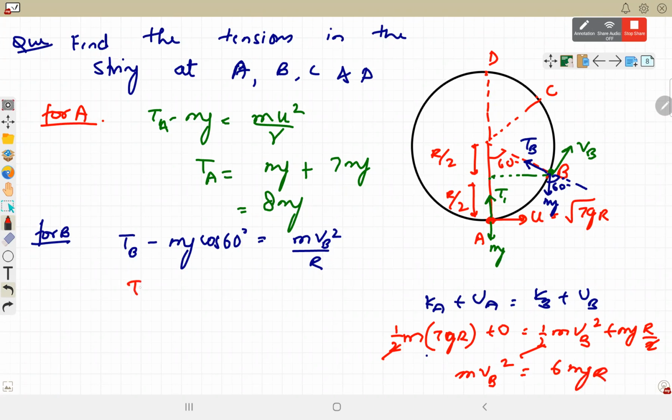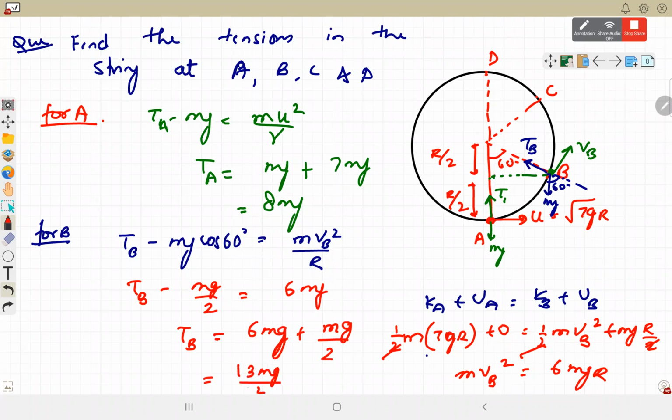We can substitute here TB minus mg by 2. The value of m vB square by r will be 6 times mg. So tension at point B is 6 mg plus mg by 2. That becomes 13 mg by 2. Likewise, we can calculate point C and point D. You will do it in homework.